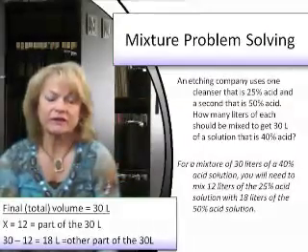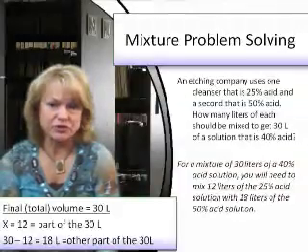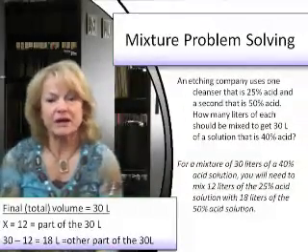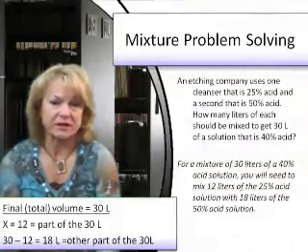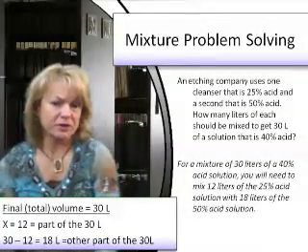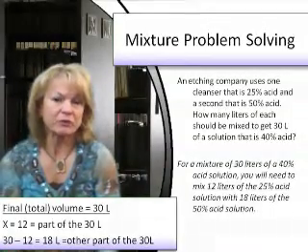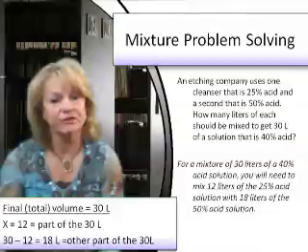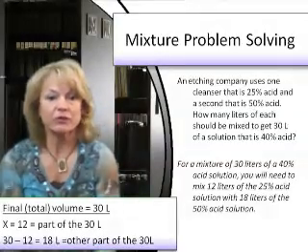If we need 12 liters of the 25% acid solution, we will need 30 minus 12, or 18 liters for the 50%. With 50% closer in concentration to the 40, we will need to see that we require more of the 40%, and we do have that.